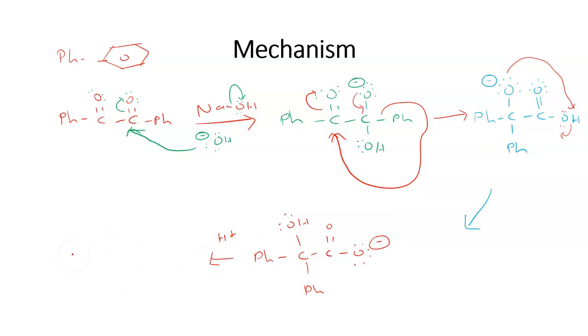Now in the next step, it will be addition of a proton. So the proton will be added in the last step. The oxygen will donate a lone pair of electrons towards the proton, and this will be the final structure. So carbon will have OH as shown in the earlier structure.